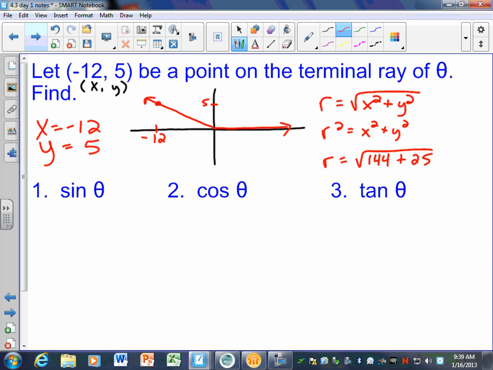This one's a really nice one. It works out as a perfect square, but just like the ones that we did already, if it's not a perfect square, do not give me a decimal. Simplify that radical, leave it as a radical. This one you get the square root of 169, or 13 is R.